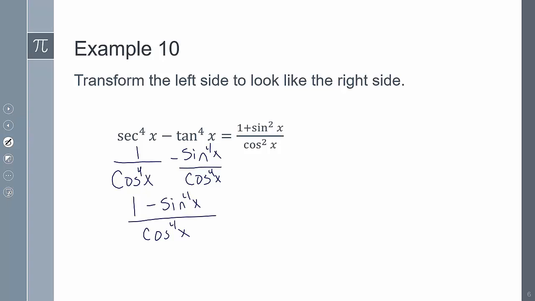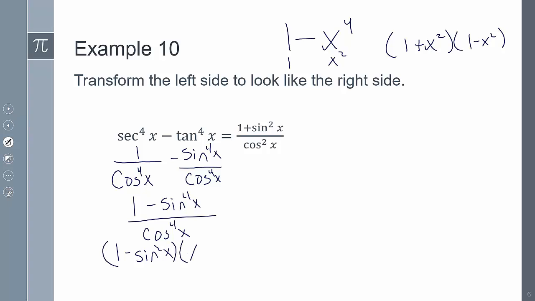And now I have 1 minus sine to the 4th. Well, if that's 1 minus x to the 4th, that's kind of like the same thing. Well, that's a difference of squares. Square root, so that's 1 plus x squared, 1 minus x squared. So this actually factors into 1 minus sine squared x times 1 plus sine squared x, and this is over cosine to the 4th x. I'm going to continue here just because I'm running out of room.